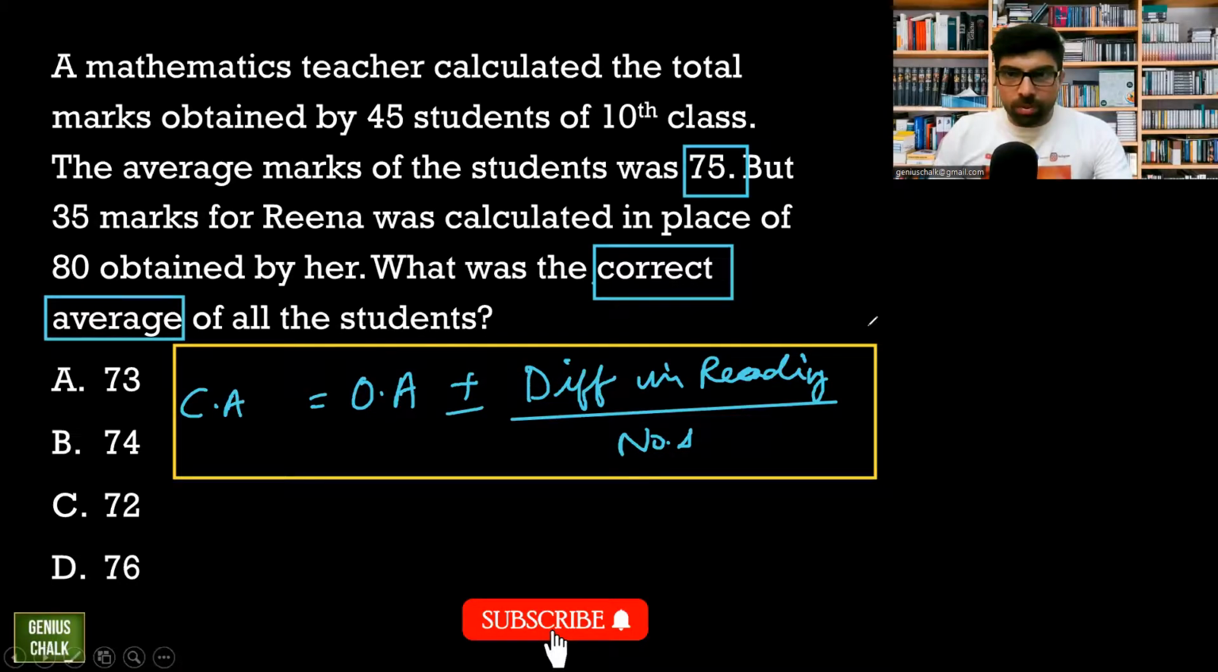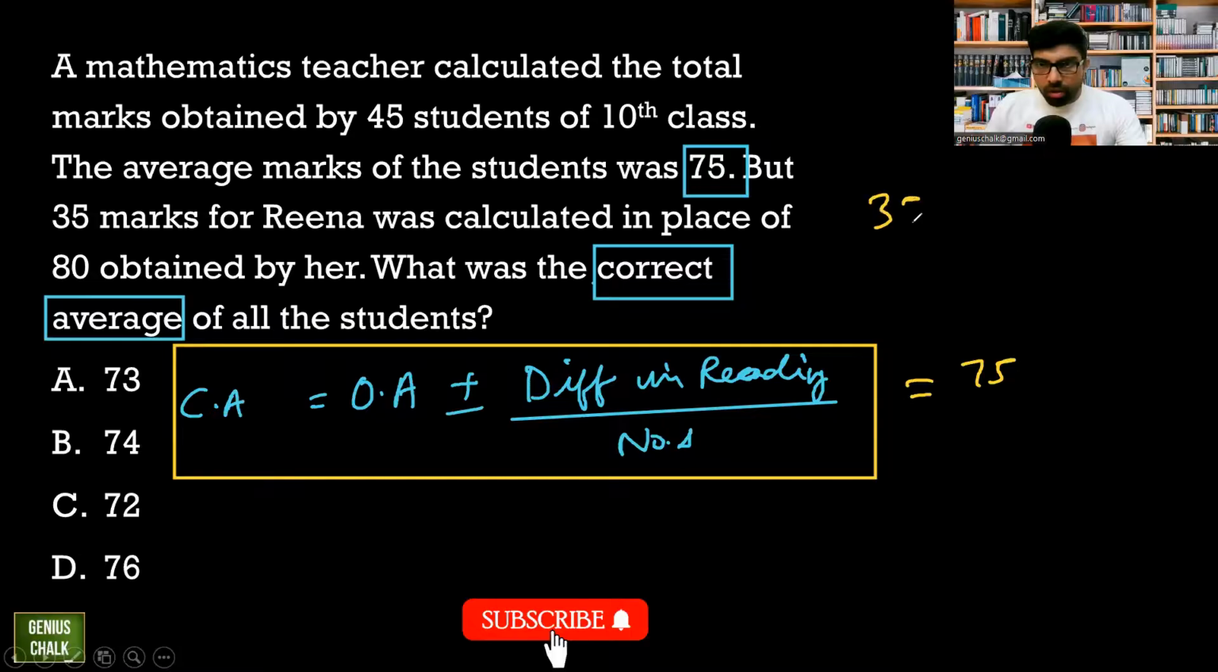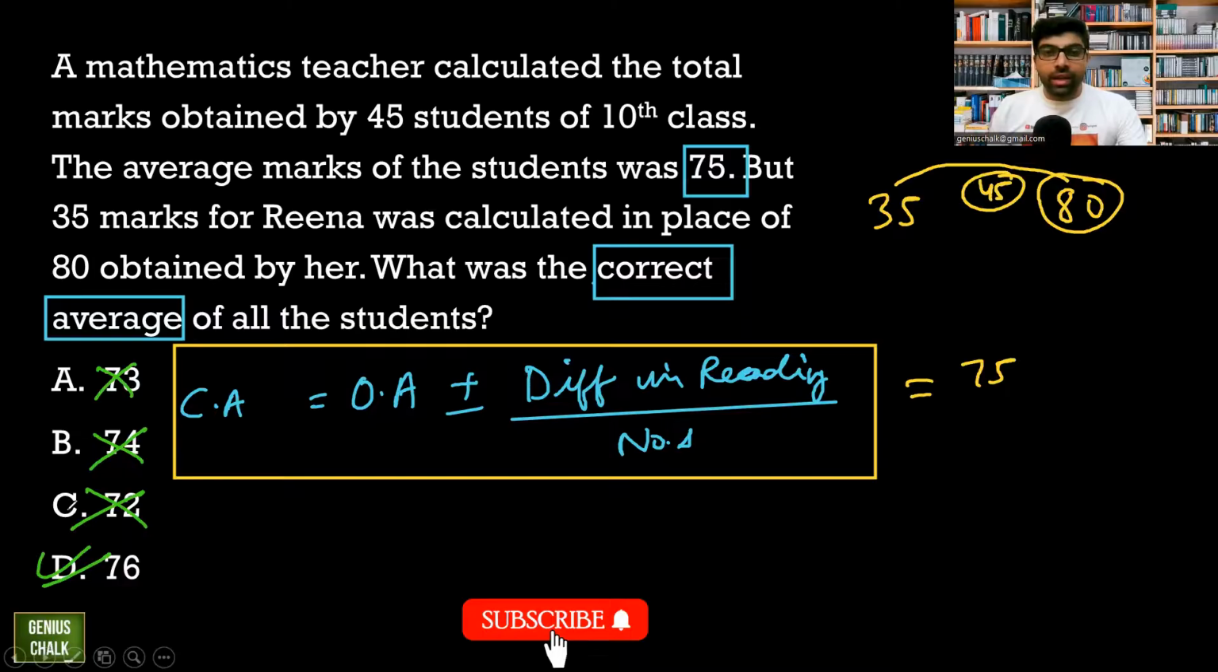Now let's apply this. What is my old average here? Old average was 75. Now, if you have taken somebody's marks as 35, but actual marks was 80, what is the difference? You can see 45 marks is the difference. That means the actual average must be increasing. So just by seeing the options, you can see the earlier average was 75. That means the answer must be greater than 75. So 73 is not possible, 74 not possible, 72 not possible. Only one option is available, which is greater than 75.